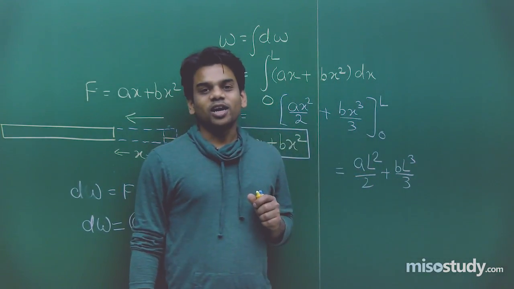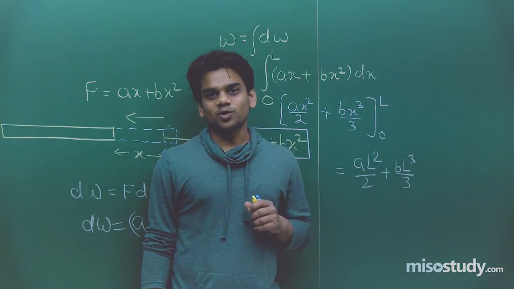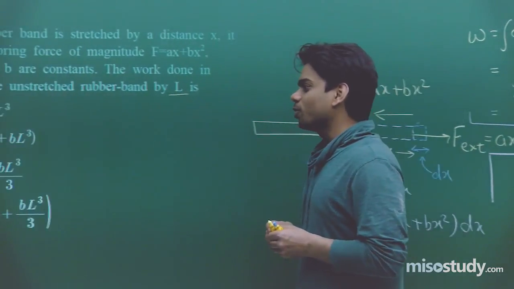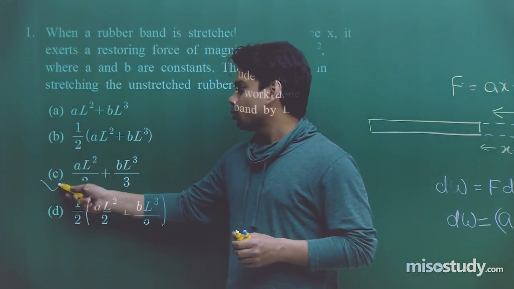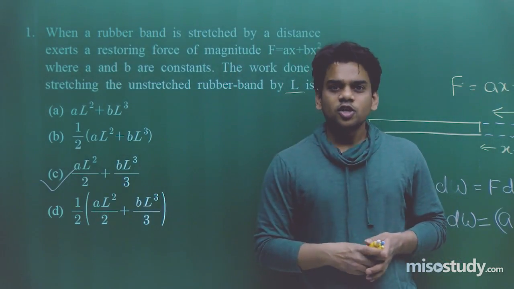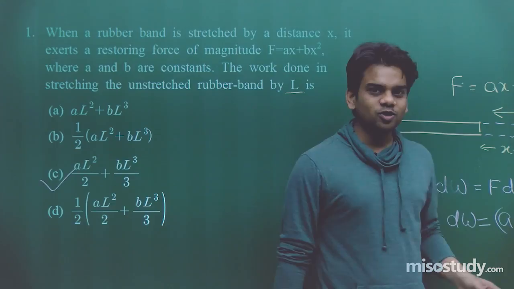This is the method that you have to actually use and solve. Let's see here, the option that you will be obtaining will be al square by 2 plus bl cube by 3. Option number C is the correct answer. So take note of the entire question and solution.